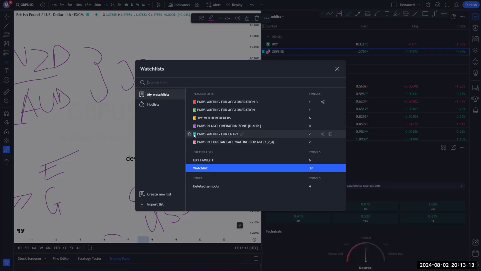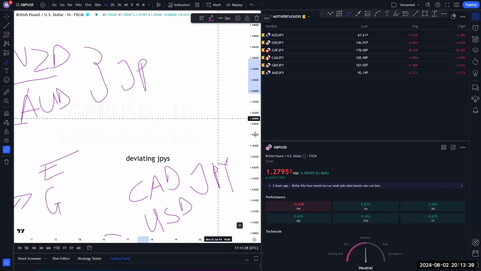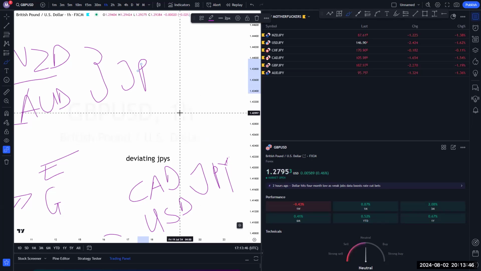Now you see here, I'll be teaching you how to arrange pairs. I know which pairs you're going to be trading. So for me, I have pairs waiting for agglomeration 3. I have JPY pairs waiting for agglomeration in daily and 4 hour. I have pairs waiting for entry, they are 7. I have pairs in constant area of liquidity waiting for agglomeration 1, 2, and 4. So I'll be teaching you how to do that. Can you see I even separated all the JPY pairs alone.